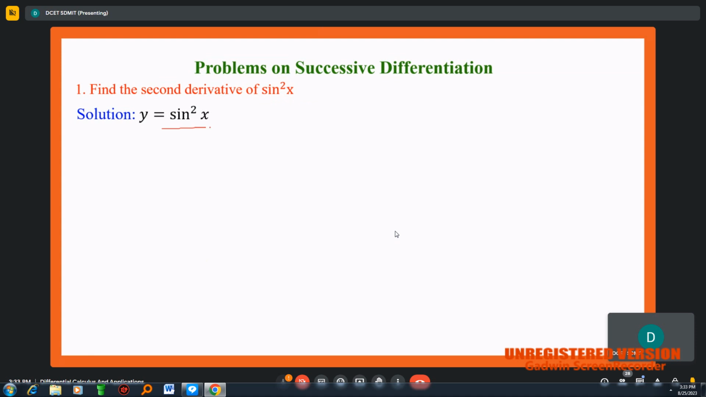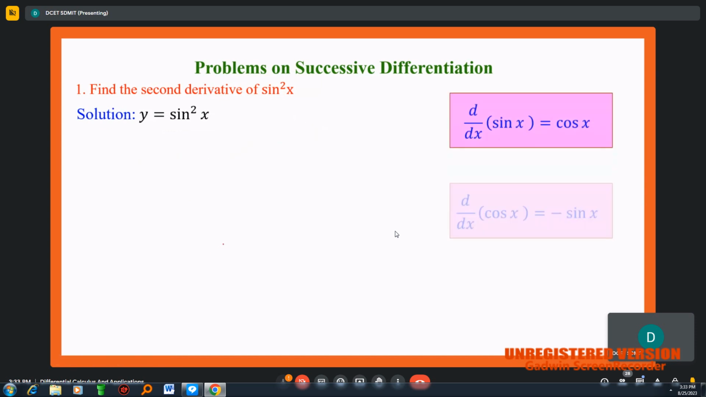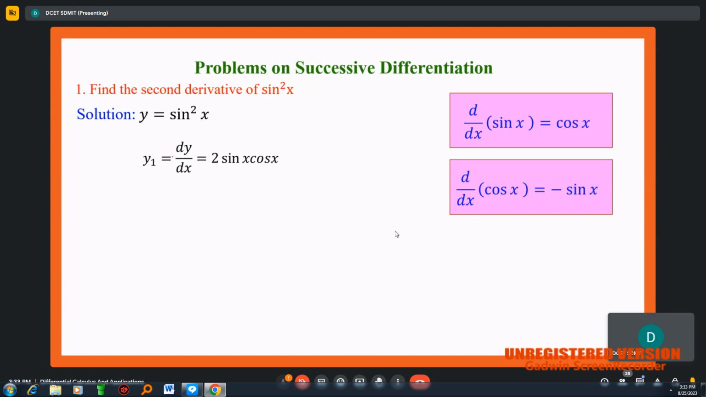In which way are you finding the first order differentiation? y is equal to sine square x is given. Differentiation of sine square x. What's the differentiation of sine square x? Differentiation of sine square x is 2 into sine x into differentiation of sine x, which is cos x. This is the first order derivative, that is y1. y1 is dy by dx, which is 2 sine x cos x.